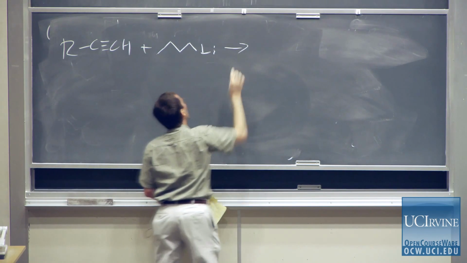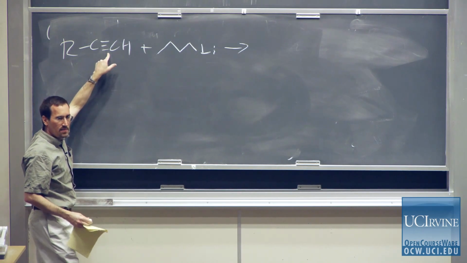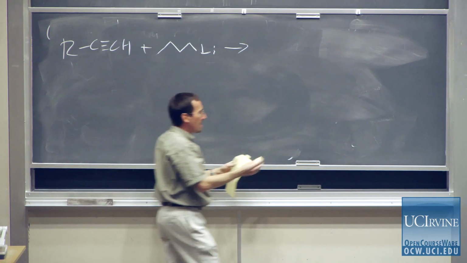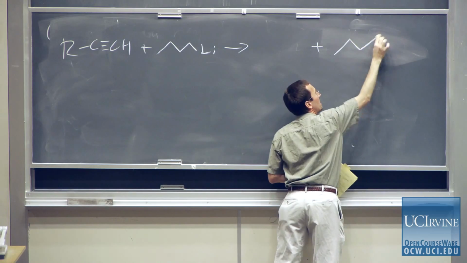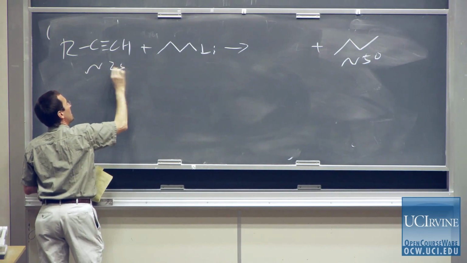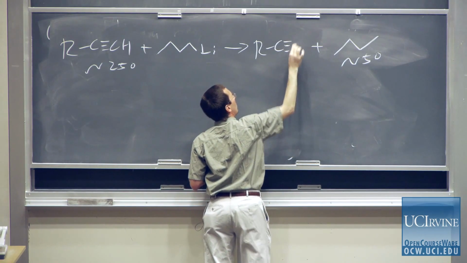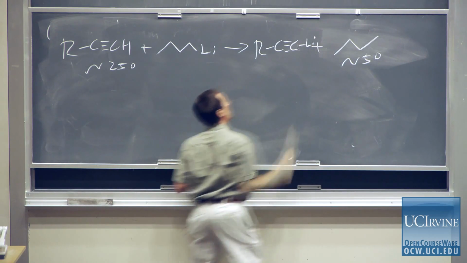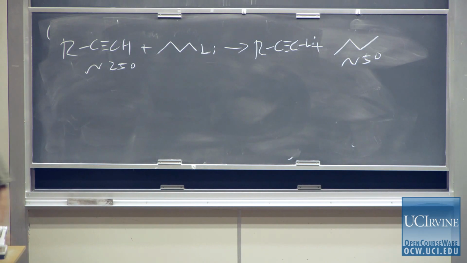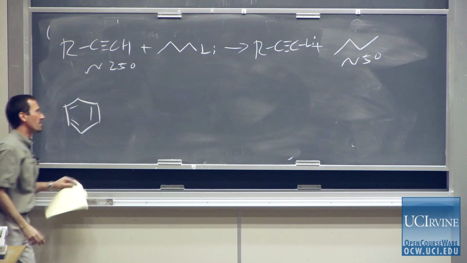Anyway, butyl lithium would react with our alkyne. Remember, the pKa of the alkyne is about 25, and the pKa of butane is about 50. So it would react in an acid-base reaction to give an alkynyl lithium reagent. We can use this as a way of making anions, and as a way of making carbon-carbon bonds.